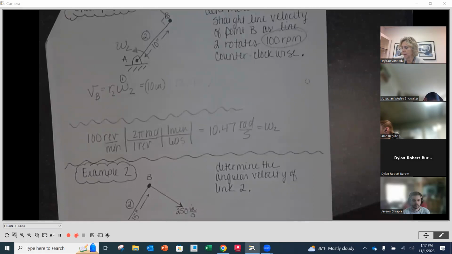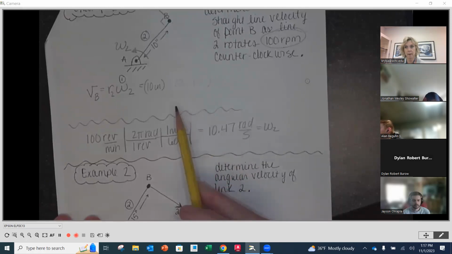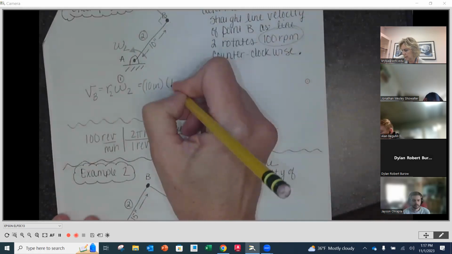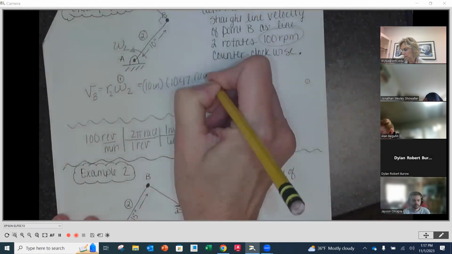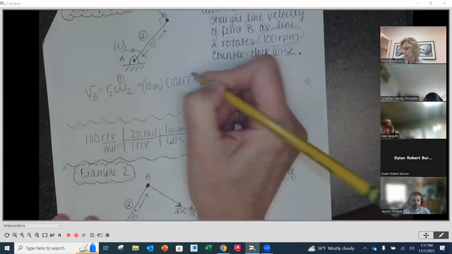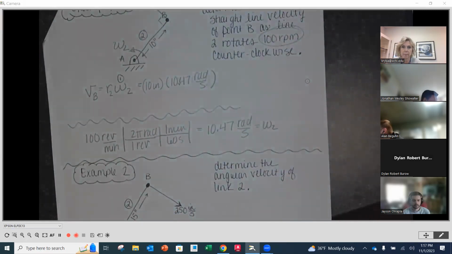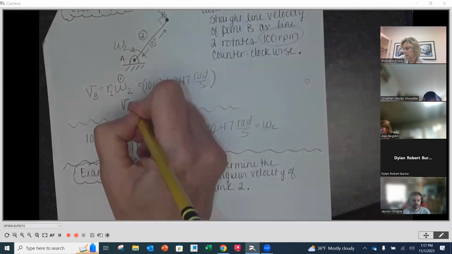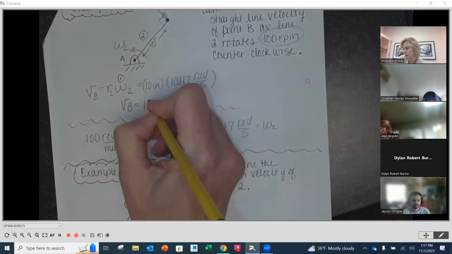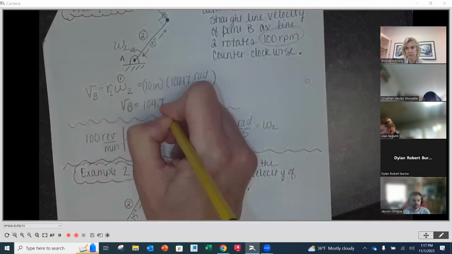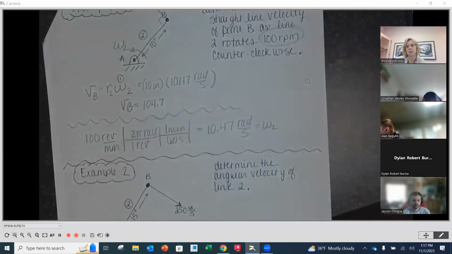Okay, so now this is the number I'm going to put up there. Okay, so I'm going to say 10.47 radians per second. Okay, so when I multiply that out, I'm going to get my VB is equal to 104.7, right? And what are my units? Inch times radians divided by seconds.